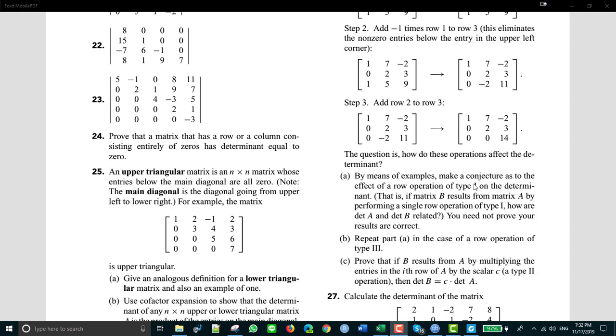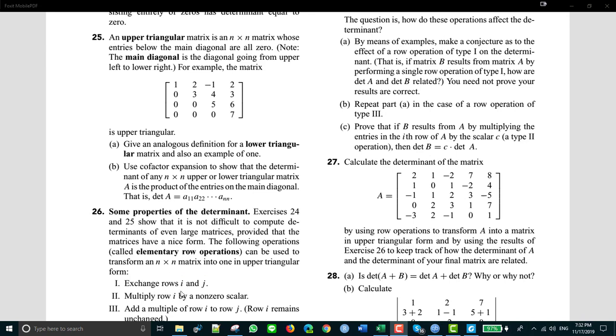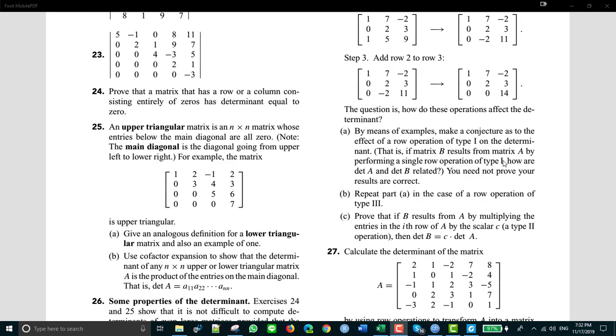So they ask us to guess, make a conjecture as to the effect of each row operation. You don't need to prove your results are correct. Then repeat part A in the case of a row operation of type 3. This means if we try type 1, that is exchanging rows i and j, make a guess what the result is. Then what happens if you make a change of type 3? Prove that if B results from A by multiplying the entries in the ith row by a scalar c, that was type 2, then the determinant of B is equal to c times the determinant of A. So they want us to prove that.